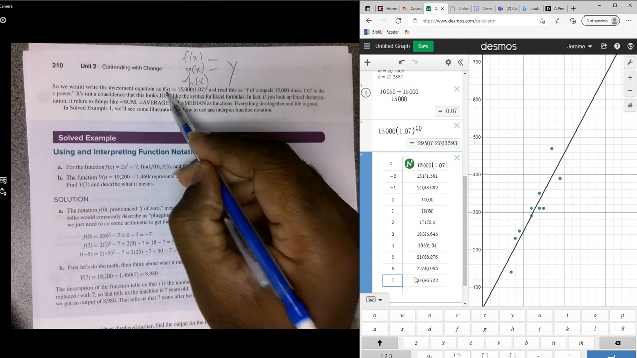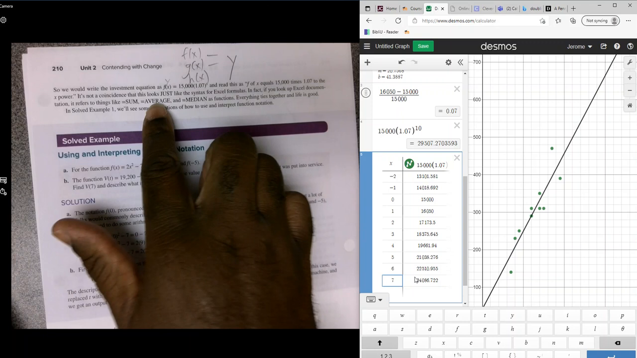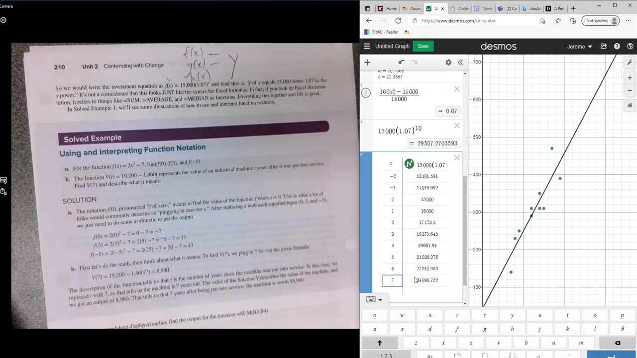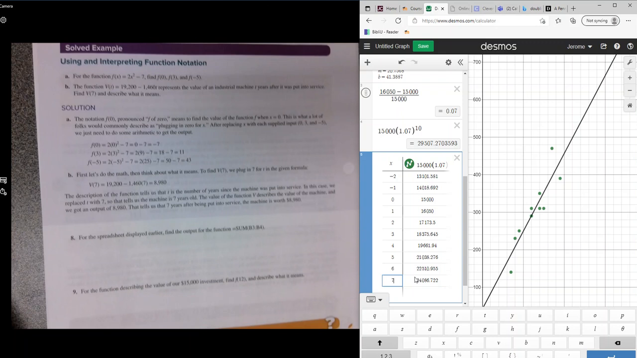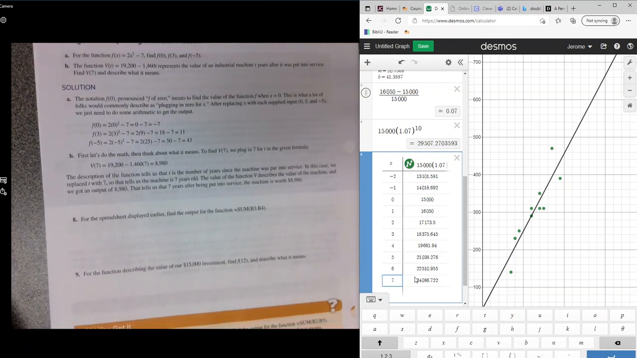So now this gives us other terms as far as using the Excel formulas, and you can read that at your leisure. But let's look down here at number 8. For the spreadsheet displayed earlier, find the output for the function sum b of 3, b of 4. Let me go back to that page.